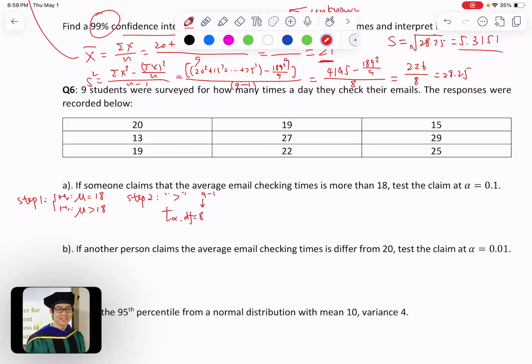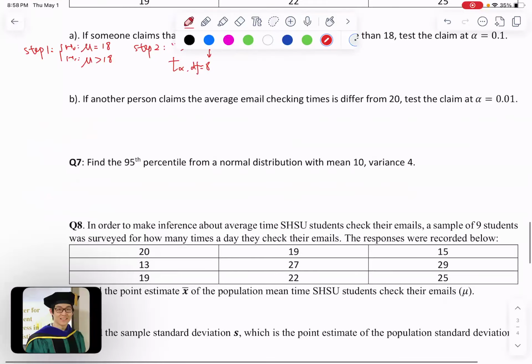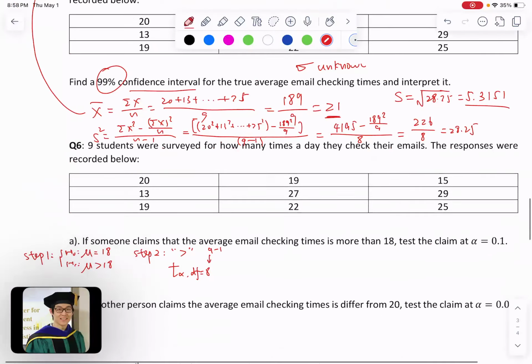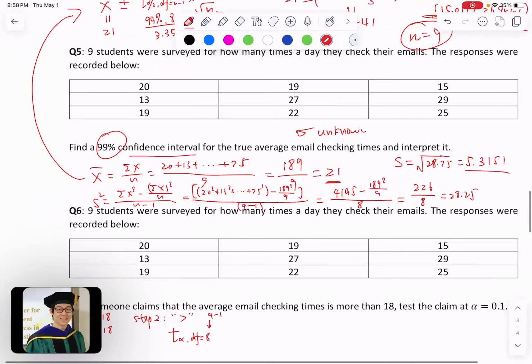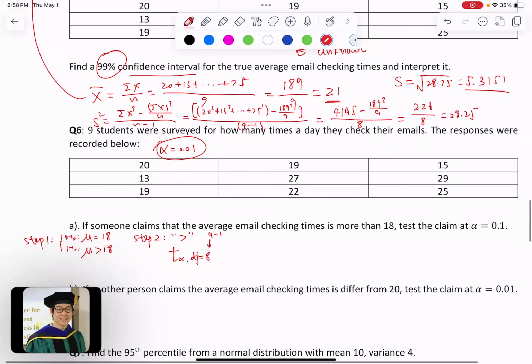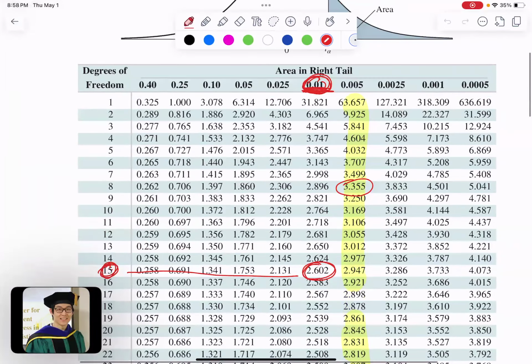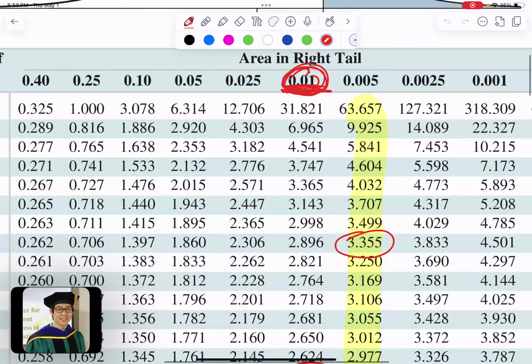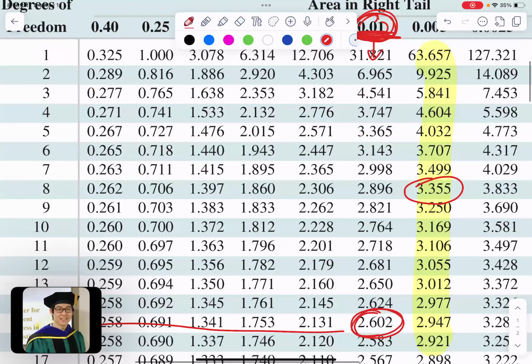So alpha is 0.01, right? Because 99%. Same data, so let's just use that 0.01. So let's see what it is. 0.01 is here, right? With df 8, that's 2.896.